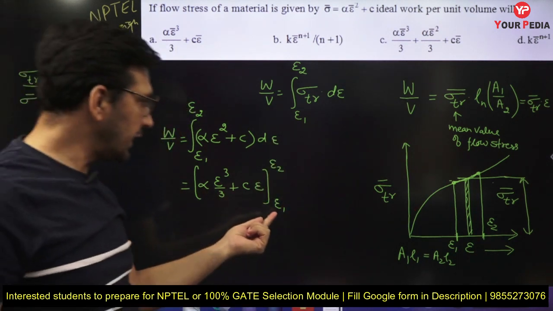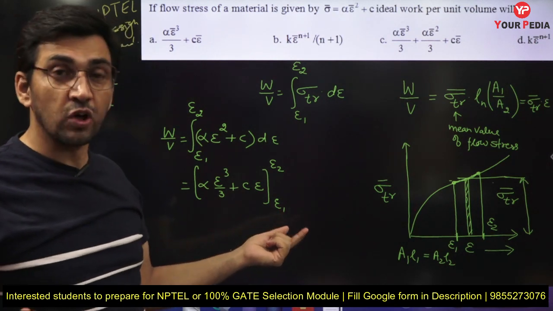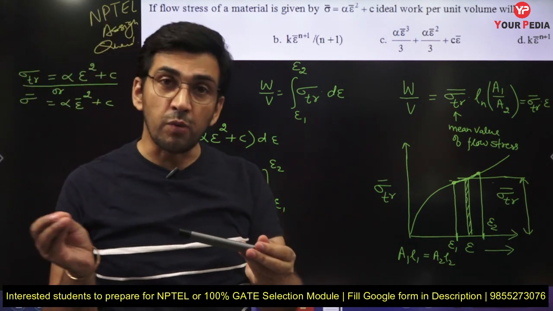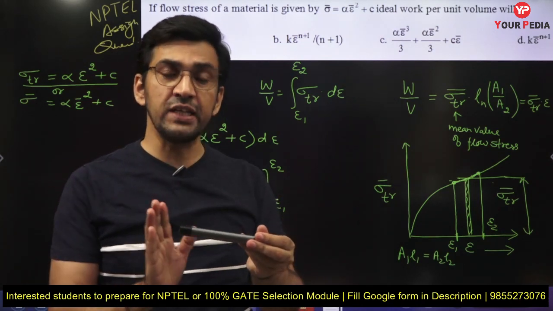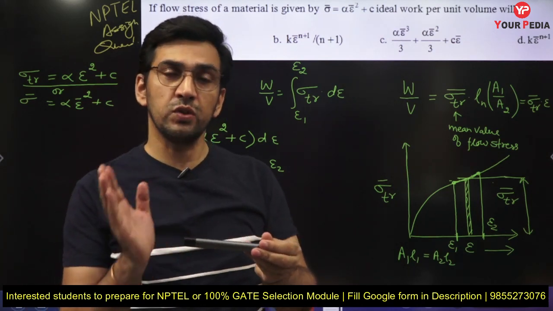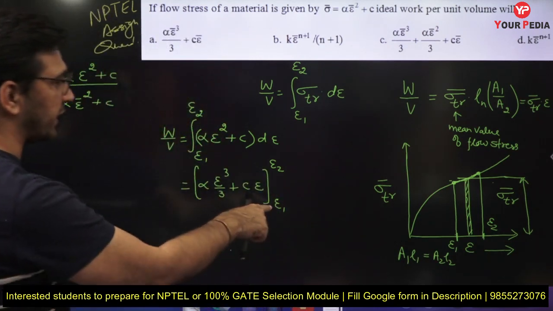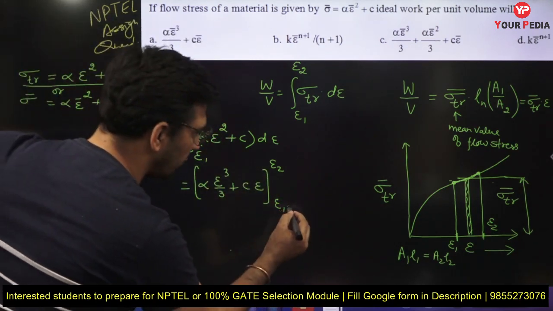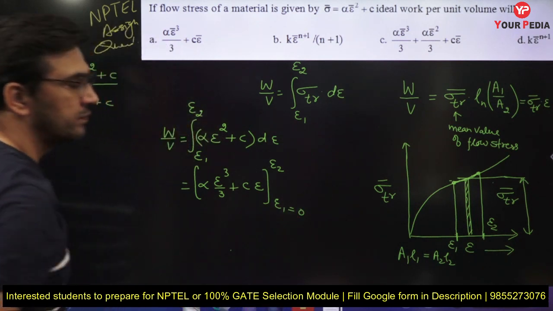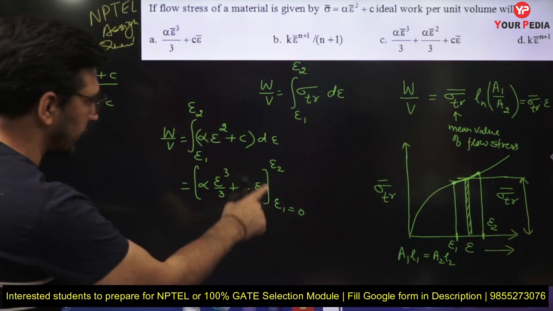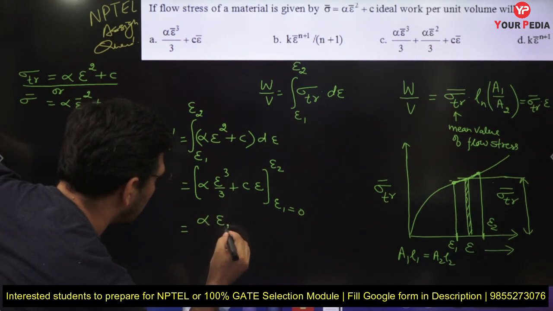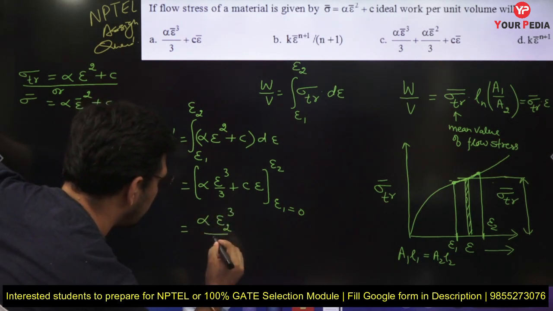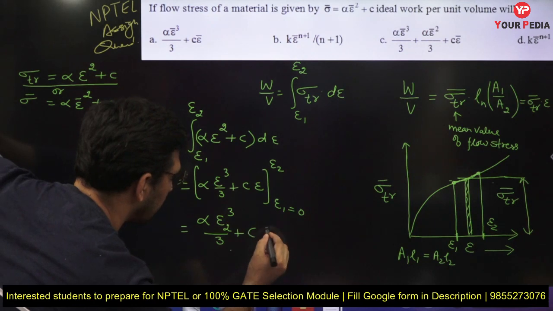Now see, epsilon 1 he has not given me. He has not given me how much he has deformed initially, how much strain he has produced initially. So if he has not given the initial information of how much you have strained it, I am going to input it as 0. So for me this value is 0. If that be the case, then you just integrate. What you are going to get is alpha epsilon 2 cubed divided by 3 plus c epsilon 2.